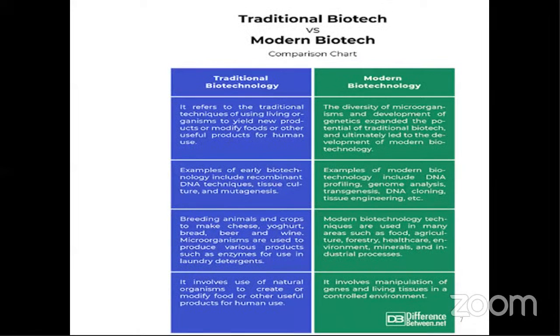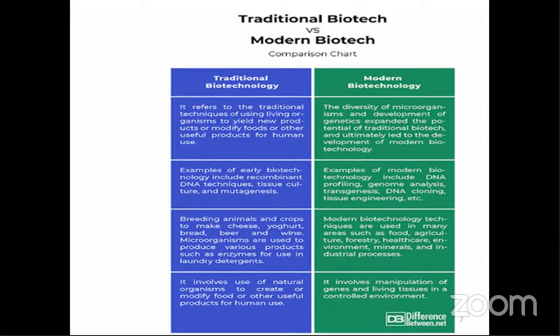Now, see, this is the comparison chart of traditional biotechnology and modern biotechnology. Now, let's understand what is traditional biotechnology. We will compare these two things, okay? Traditional refers to the traditional techniques of using living organisms to yield new products or modified foods or other useful products for human use. Okay, this is the traditional one.